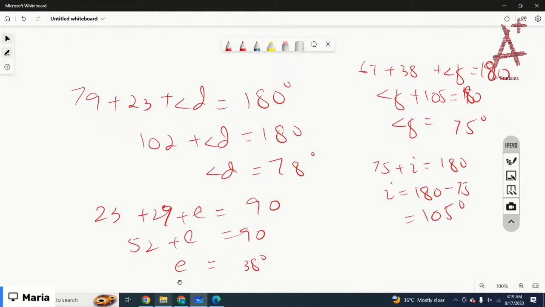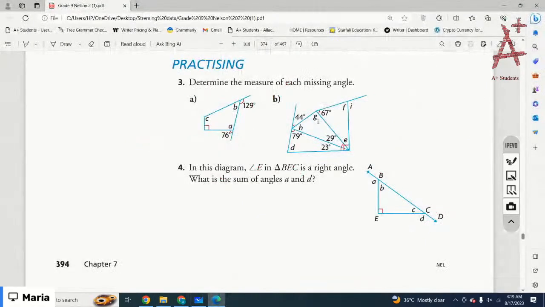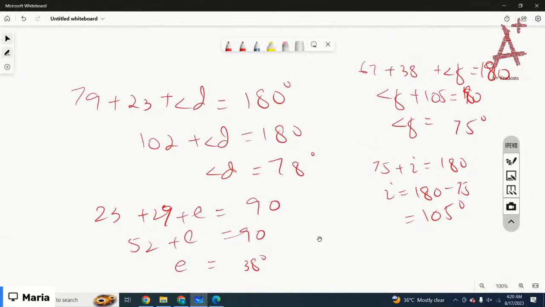Okay, which angle are you left with? Let's calculate H. How do you calculate H? We know that 79 plus H plus 44 makes 180. So 44 plus 79 plus H equals 180. When you add, 44 plus 79 is 123, plus H equals 180. When you move 123 to the other side, H equals 57 degrees, right?